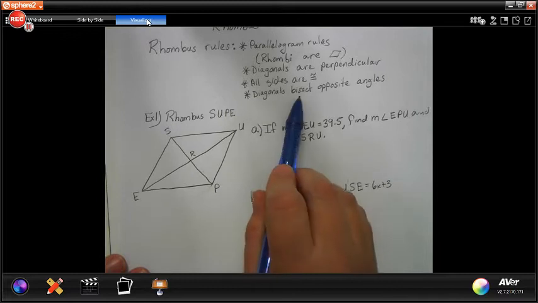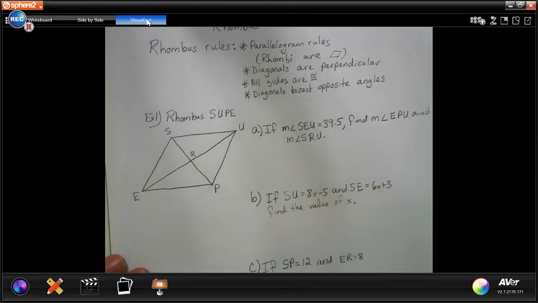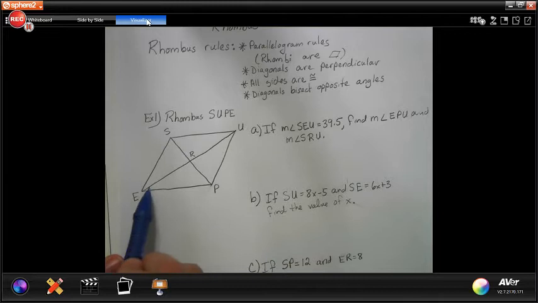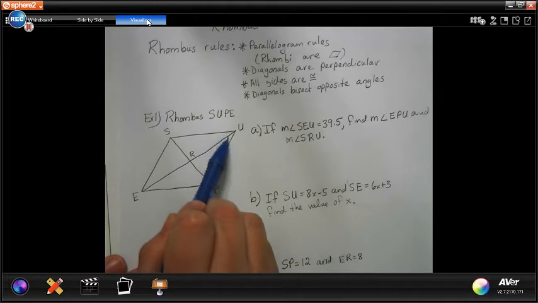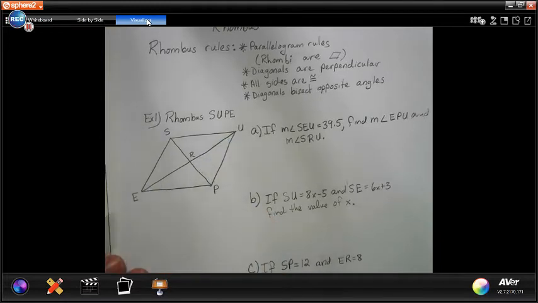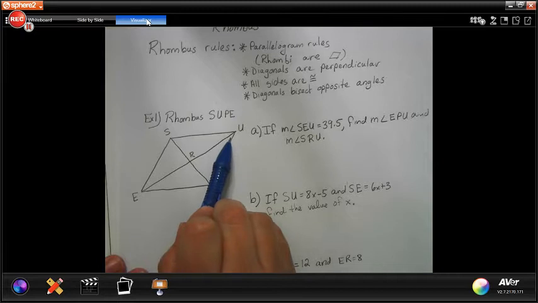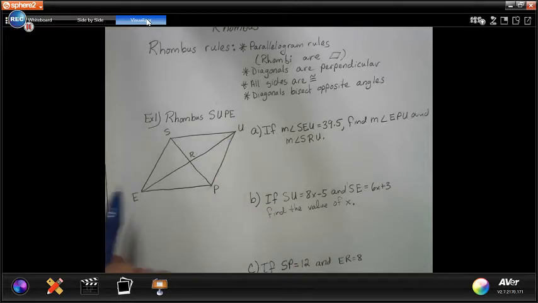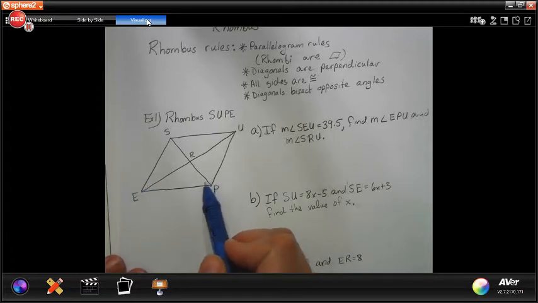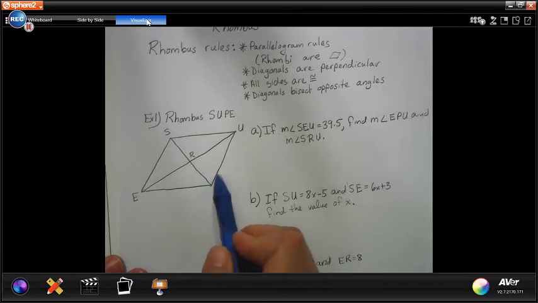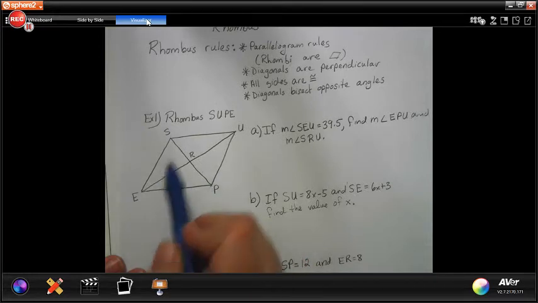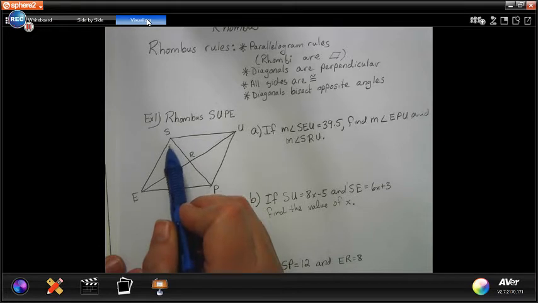And then the diagonals bisect opposite angles. So the diagonal bisects the angles, so that means that's two equal angles. That means that's two equal angles. And since opposite angles are equal, this piece is going to equal this piece. This piece is going to equal this piece. Same goes over here. We have these two pieces are going to be equal to each other because they're bisected. This big angle is bisected, so we have two equal angles. And these two equal angles will also be equal to these two angles.